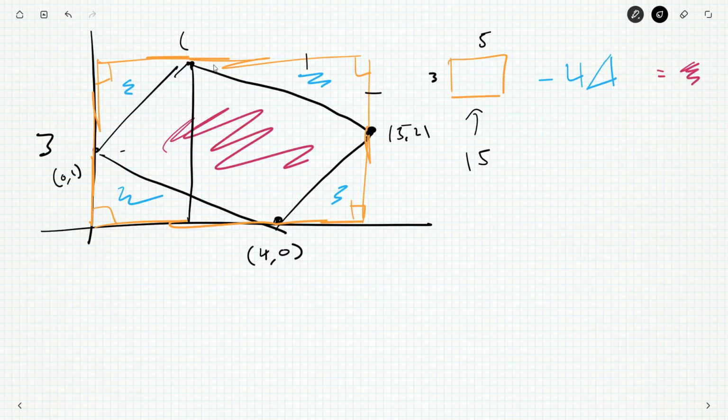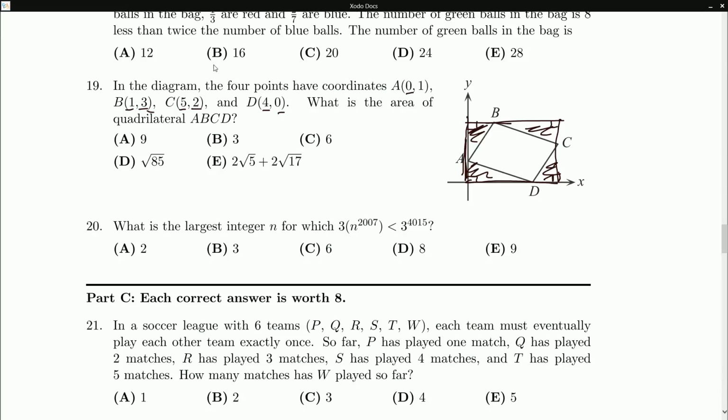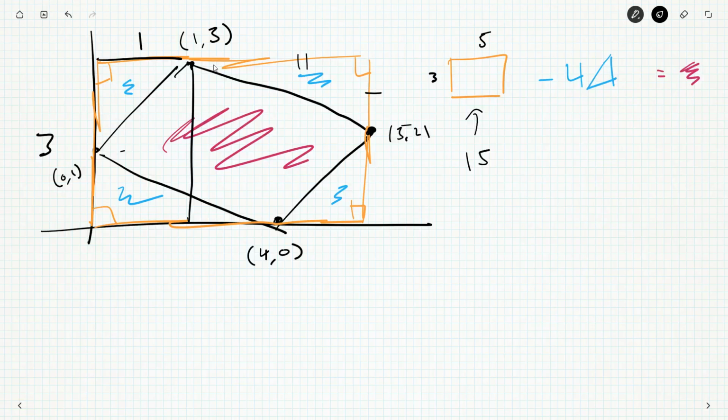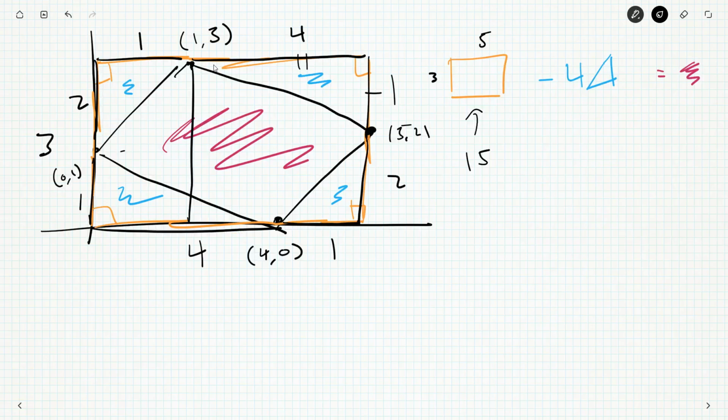Because if I'm going to figure out the area of these right angle triangles, I'm going to need these side lengths, these legs of the triangle. What was B? B is (1, 3), isn't it? We'll just double check the coordinates really quick. (0, 1), (1, 3). Yeah, everything looks good. So to get over to B, I go over by 1 and up by 2. To go from A over to D, we go over by 4 and down by 1. To go from D up to C, we go over by 1 and up by 2. And to go from B to C, we go over by 4 and down by 1.